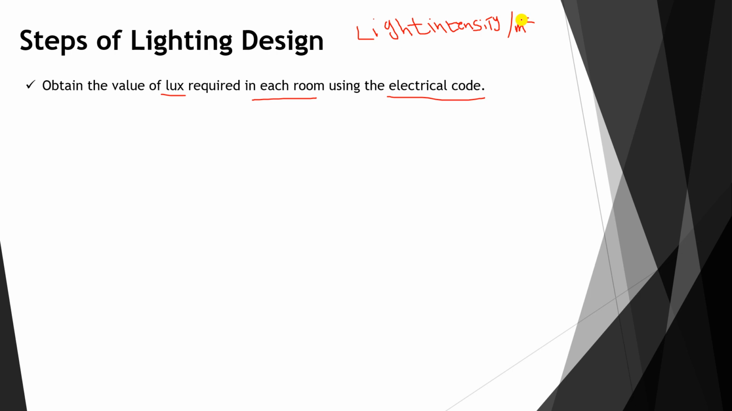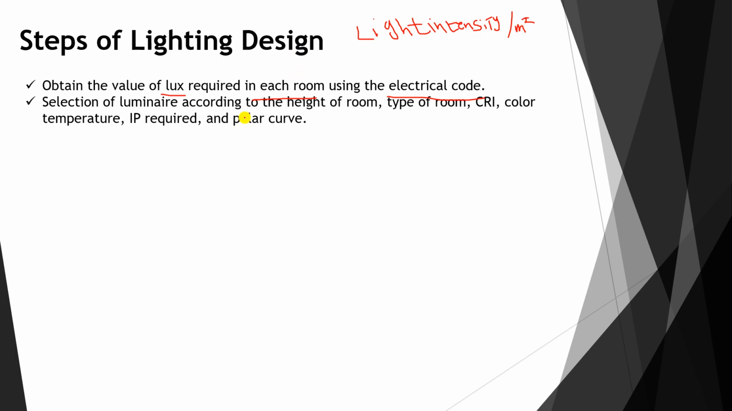Each one will give you values of flux required in every room according to the application itself. If it is an office, if it is a kitchen, if it is a bathroom, and so on. So that is the first thing. We get lux according to the room.